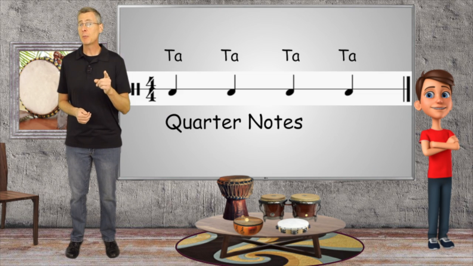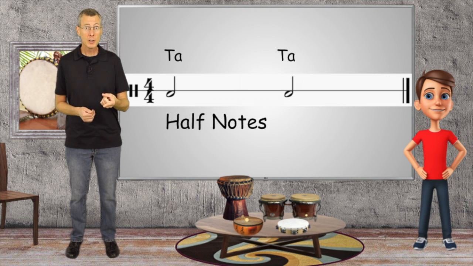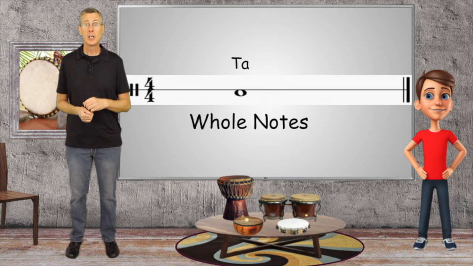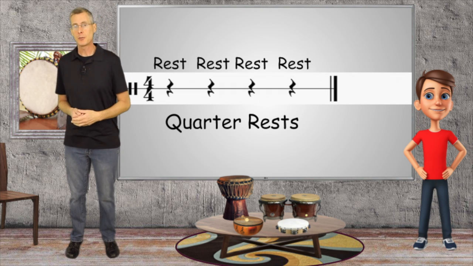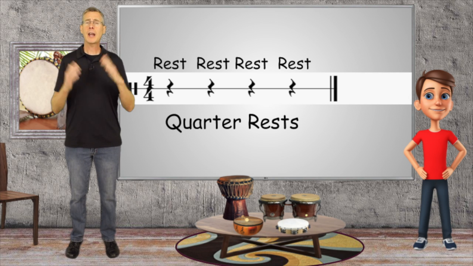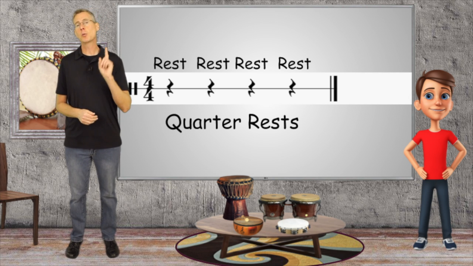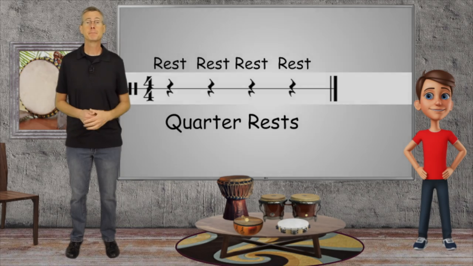And like the first time, we will say ta for the quarter notes, half notes, and whole notes, tee for the eighth notes, and rest for the rests. And make sure to pull your hands away from each other on the rest so we don't clap.